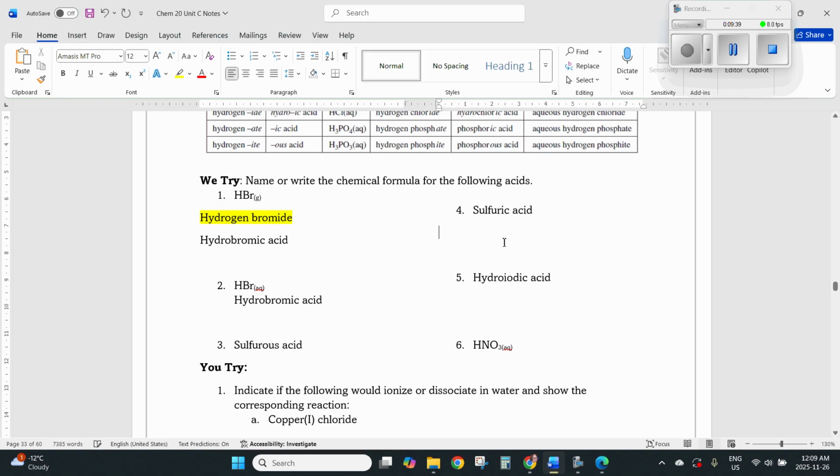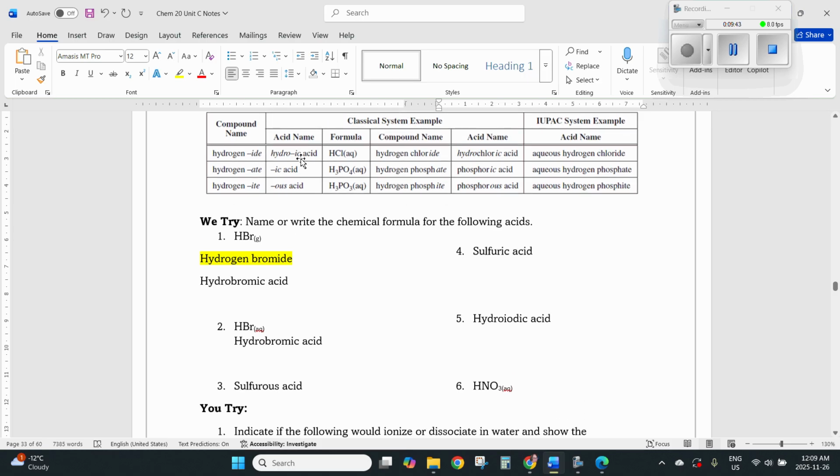Okay, so I'm going to skip to number 4. Number 4 says sulfuric acid. Remember I said use the first 2 columns. Sulfuric acid, find one that matches. It's not number 1 because it doesn't say hydrosulfuric acid. So it can't be 1. Number 2 says ic acid. Okay, so I do have ic acid.